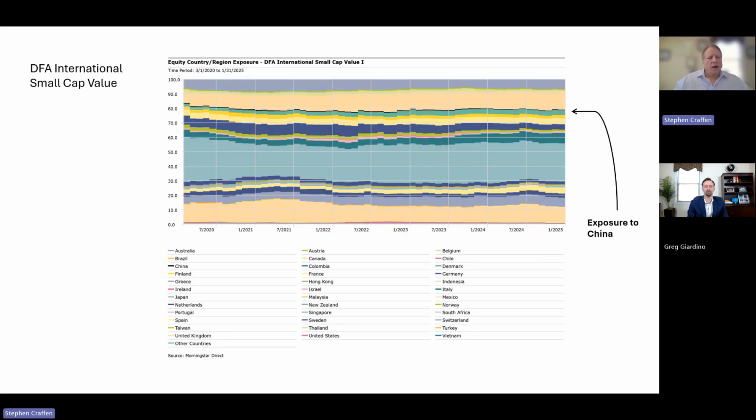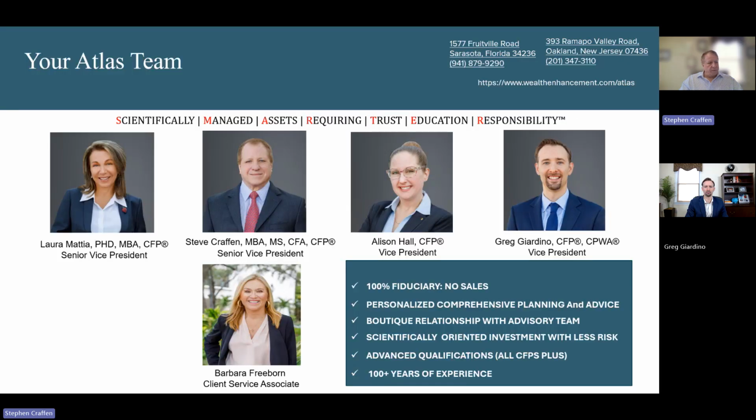Yeah, this is actually the holding that we use. We use the DFA International Small Cap Value Mutual Fund, and they have basically no exposure to China at all. And this fund's been a huge winner this year. It's up about 25% this year. It's had a really solid long-term return, about 11 to 12% annualized for the last 5 years, and it doesn't have that political risk. So, Greg, why don't you sum things up?